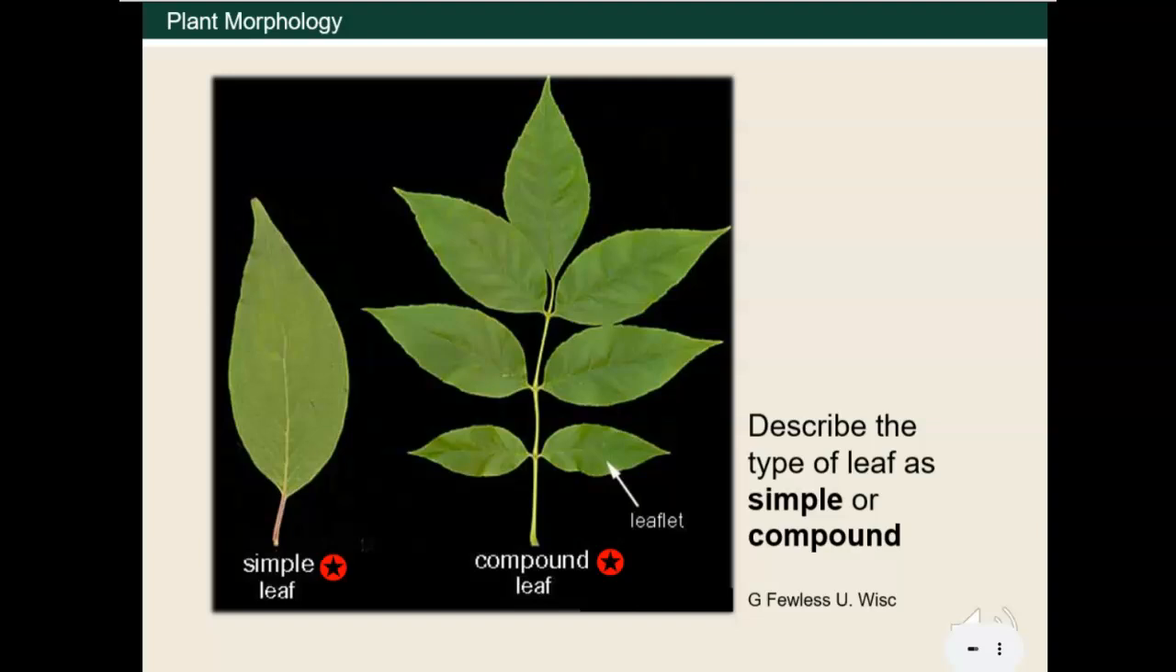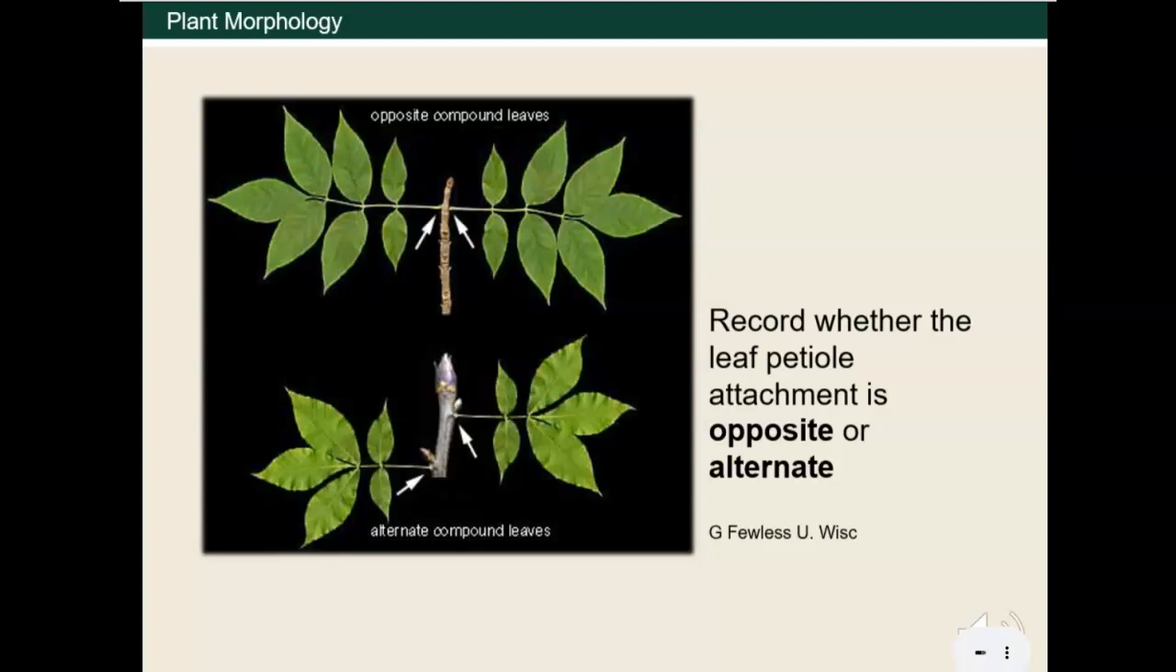Take note of and describe whether the leaf is a simple leaf or whether it's a compound leaf. Draw and record the pattern of leaf attachment to the shoot or stem. Is it opposite or is it alternate?